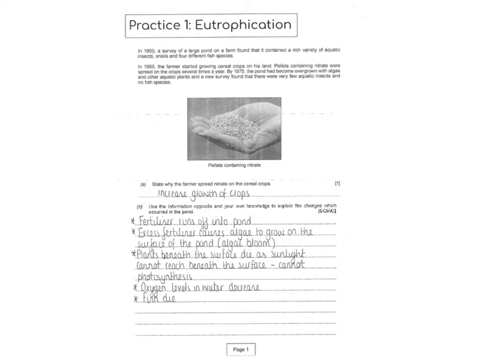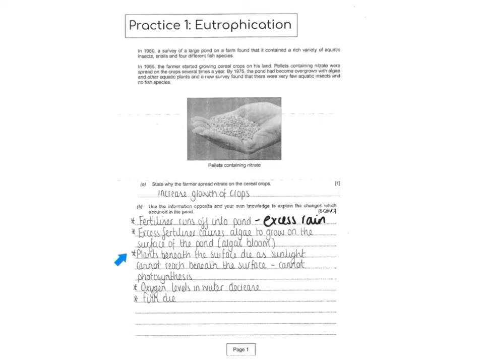Then use the information opposite and your own knowledge to explain the changes which occurred in the pond. So obviously it says in the question that the farmer is spreading fertiliser on his land. That fertiliser that contains the nitrate will run off into the pond, and it runs off through excess rain. Then, because we've got excess fertiliser and excess nitrate now in the water, it causes the algae to grow on the surface of the pond, and it covers the entire surface. If you look in ponds, it's that massive green thing on the pond.